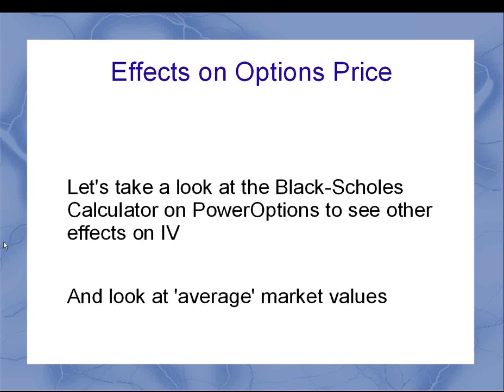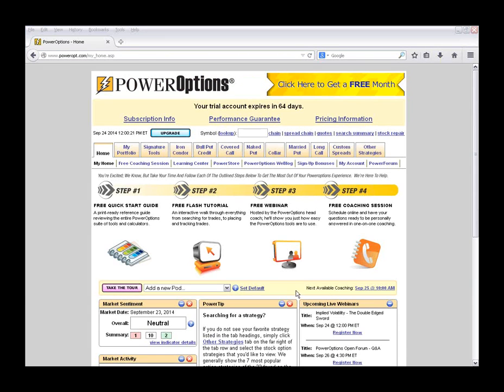And what I want to do now is change screens. We're going to go over to PowerOptions, and I want to look at the Black-Scholes calculator to see other effects on IV and what you might expect. And then real quick, we're going to look at the current average market values for implied volatility, historical volatility, and so forth, just to give you a gauge of what we're looking at today. All right, so let's go ahead and move on over to PowerOptions.